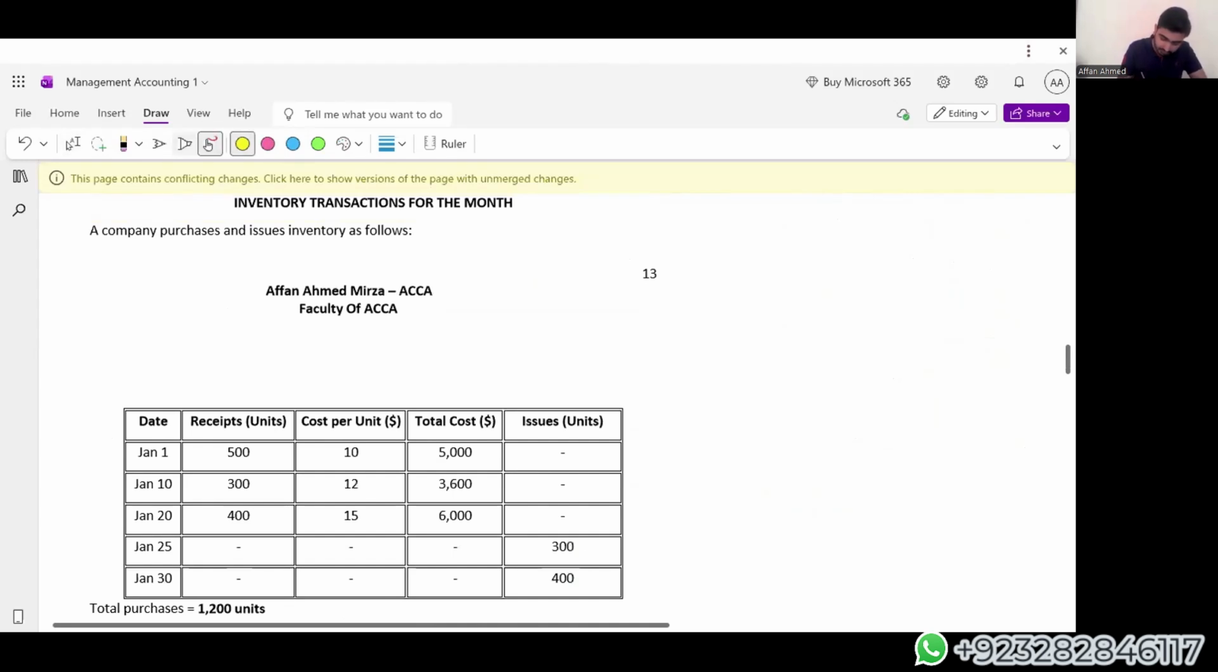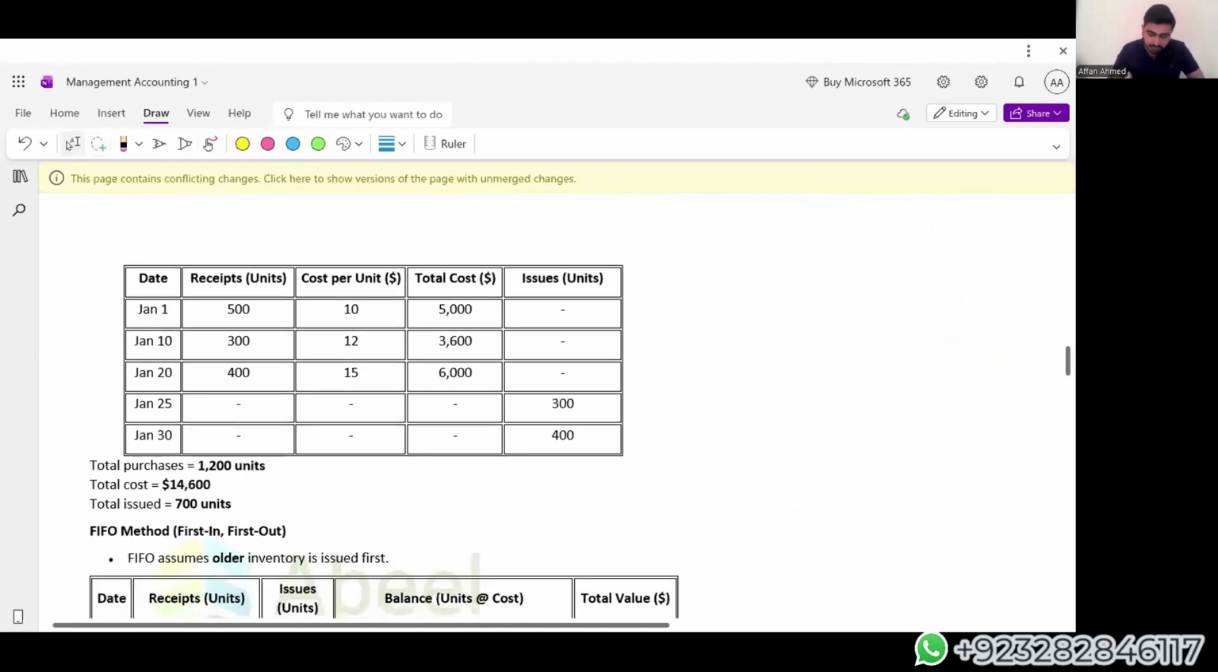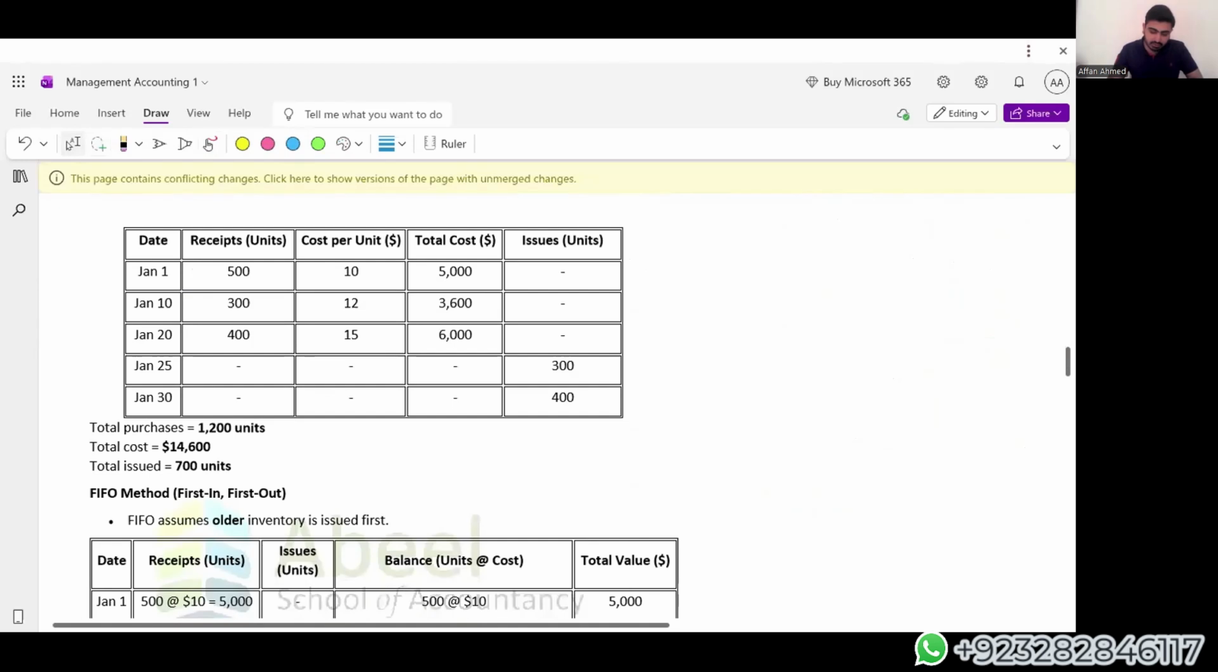A company purchases and issues inventory as follows. There are situations where we are having inventory purchased and sold. Here we are seeing that 500 units are bought at a price of 10, so total cost 5,000. Multiple transactions have been done and we have issued 300 units and 400 units. Total purchases are 1,200 units, 14,600 is the total cost of it. Now, total issues 700 units.